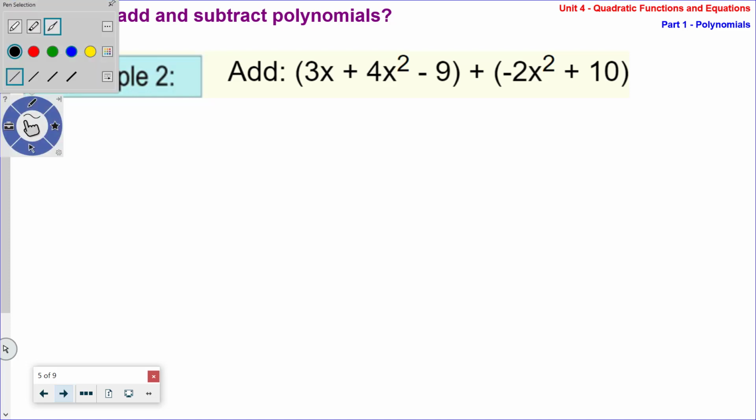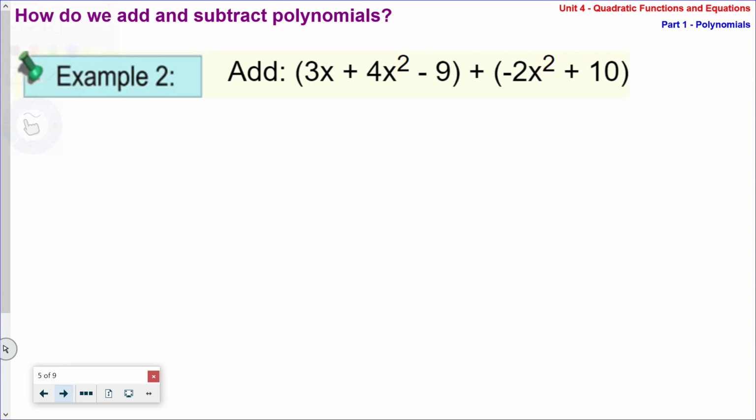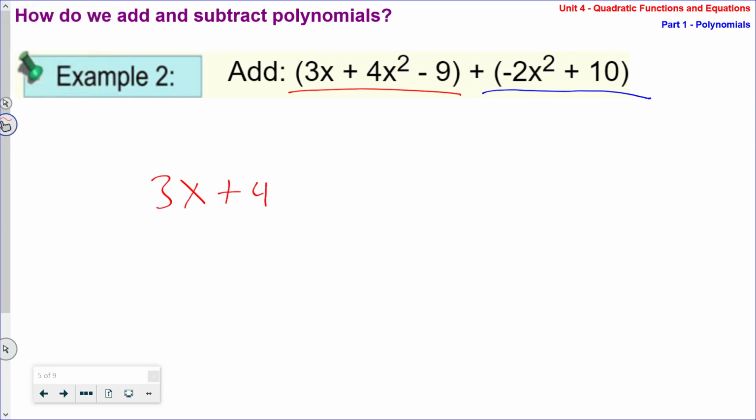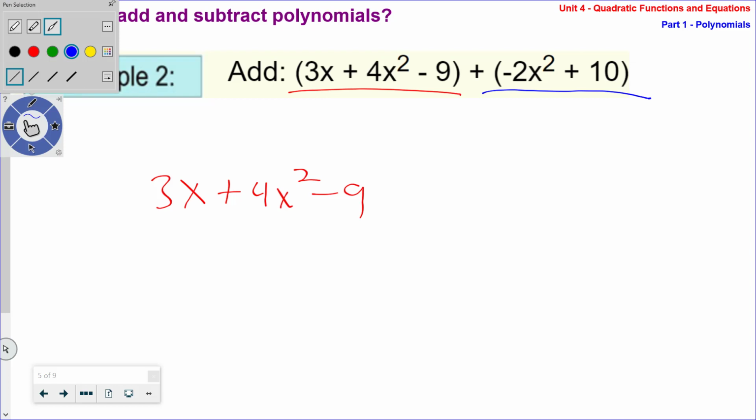I need someone to walk me through this. Who's got it? We've got this red one here, and we've got this blue one there. Joe, which method did you use? All right. 3x plus 4x squared minus 9 minus 2x squared plus 10.